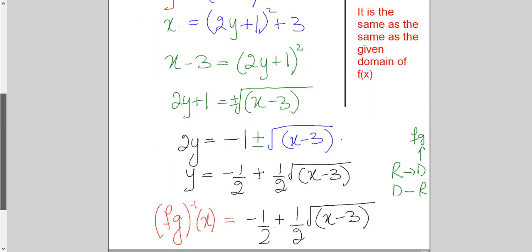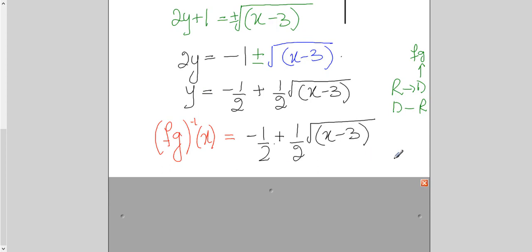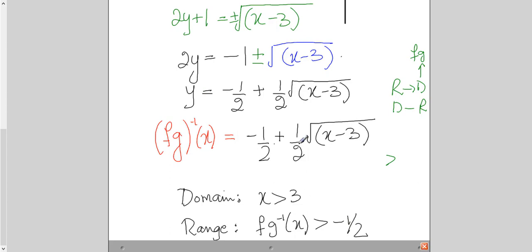So if it is greater than minus half, right? It is greater than minus half. So greater than minus half means I have to take the plus sign here. And this is how we decide whether we have to take the plus sign or minus sign. So I have taken the plus sign because greater than minus half means I have to add a number in minus half. And the domain is x greater than 3.